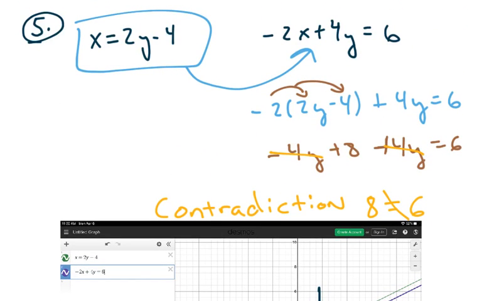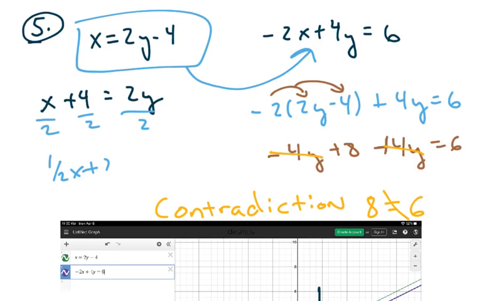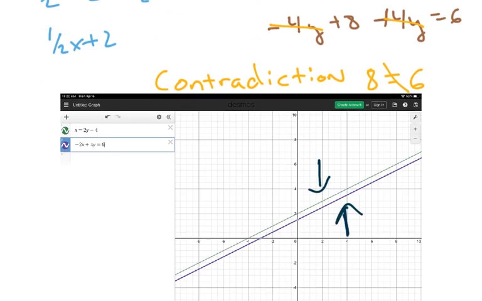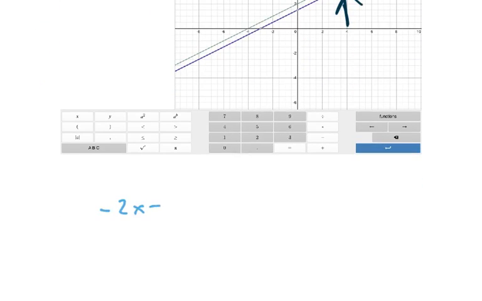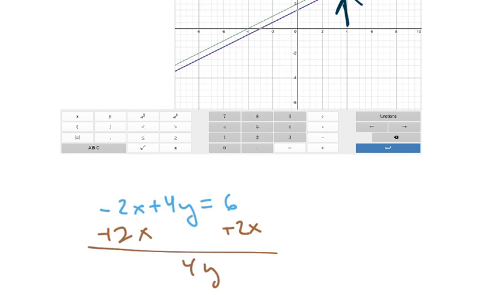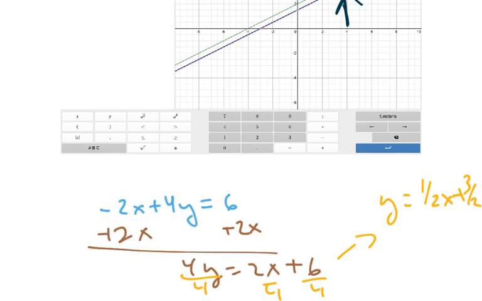One other way to notice this is that if you get y by itself in both equations, so if I add 4 over and divide by 2, I get 1/2 x plus 2. On negative 2x plus 4y equals 6, I'm going to have to do this down here. If I get y by itself, I add 2x. I get 4y equals 2x plus 6 and divide by 4. I'll get y equals 1/2 x plus 3 over 2.